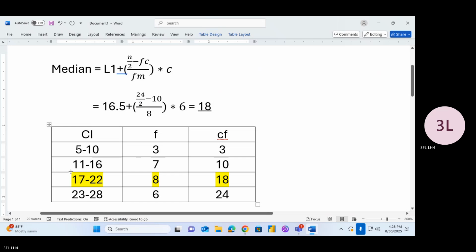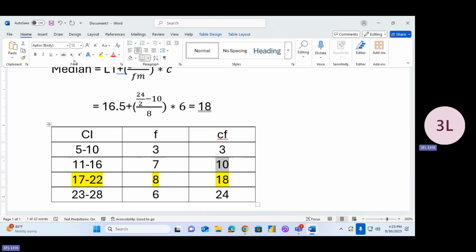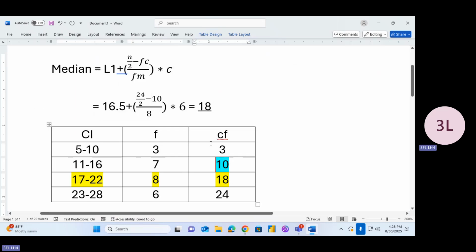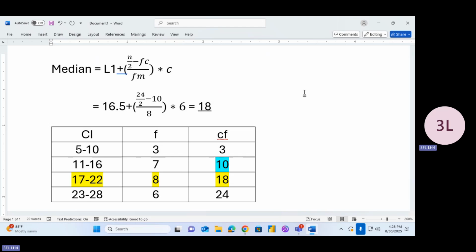FC means take the previous class interval, then find out what the cumulative frequency is. Here the cumulative frequency is 10, so you write down 10. Then C. C means the size of the median class, 17 to 22. Then here 6. FM means the frequency of the median class. CF means take the previous class interval and write down the CF value.